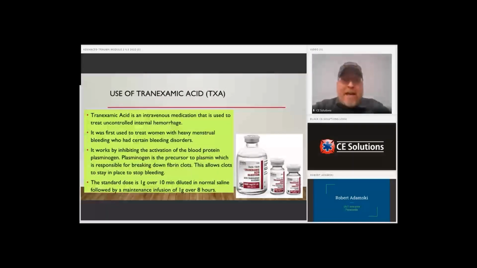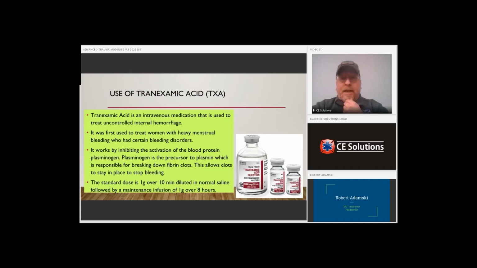Then we have TXA, or tranexamic acid. This is a fantastic hemostatic control agent. It's an intravenous medication that's used to treat life-threatening uncontrolled hemorrhage. As a cool factoid, a little bit of history: TXA, or tranexamic acid, was originally developed to control severe menstrual bleeding in women. Then it was adopted for use in trauma care, in trauma medicine. Specifically, it started out usually on the military side of the house, and then subsequently it's been adopted by the civilian side as well.